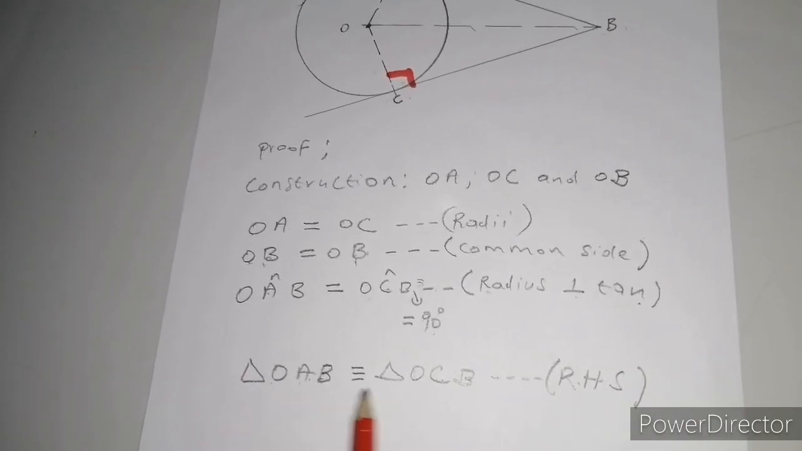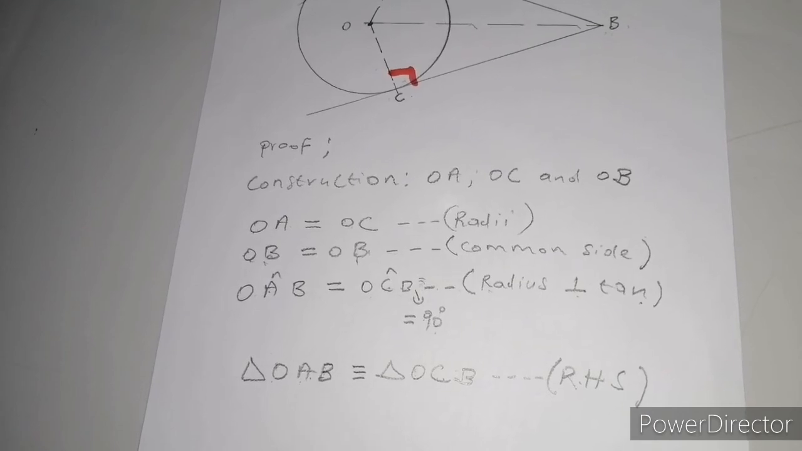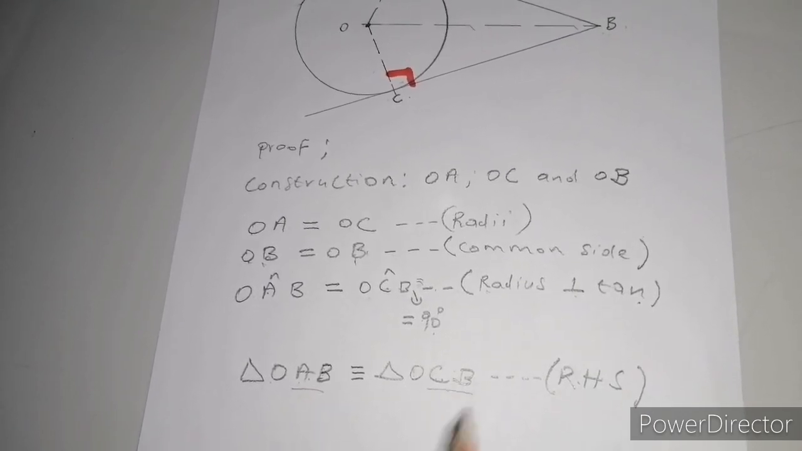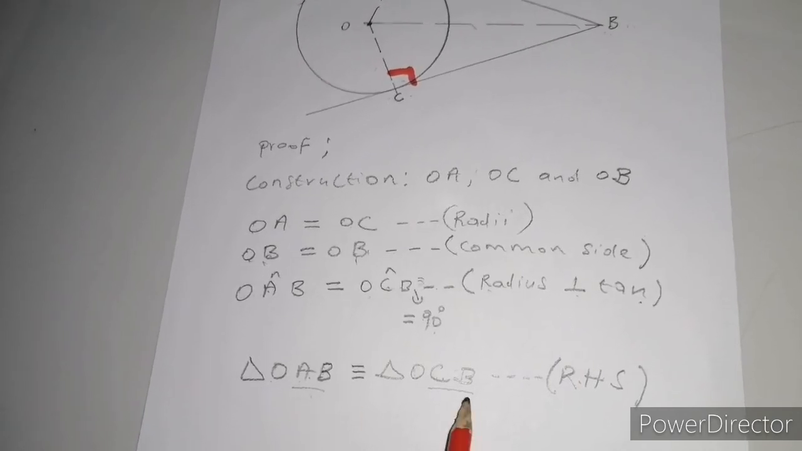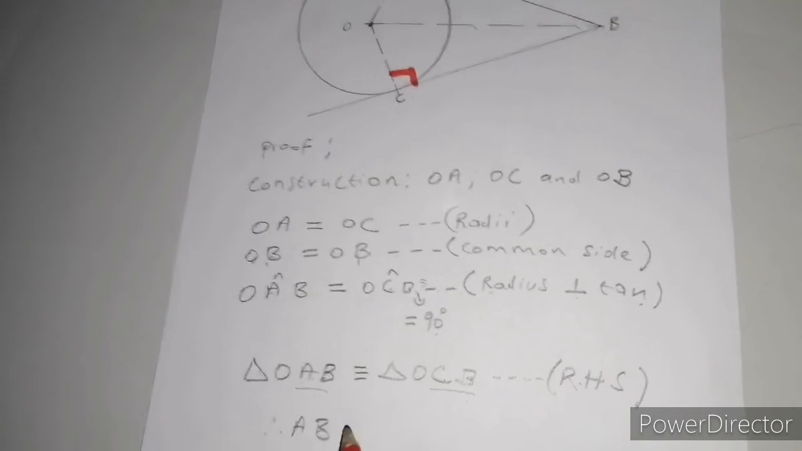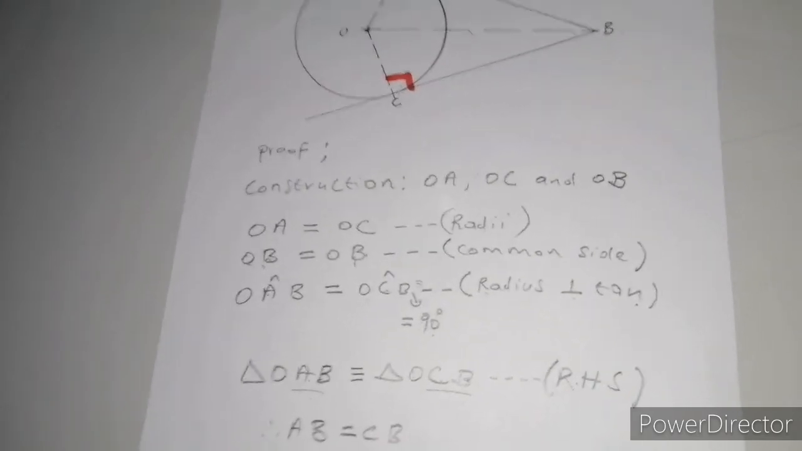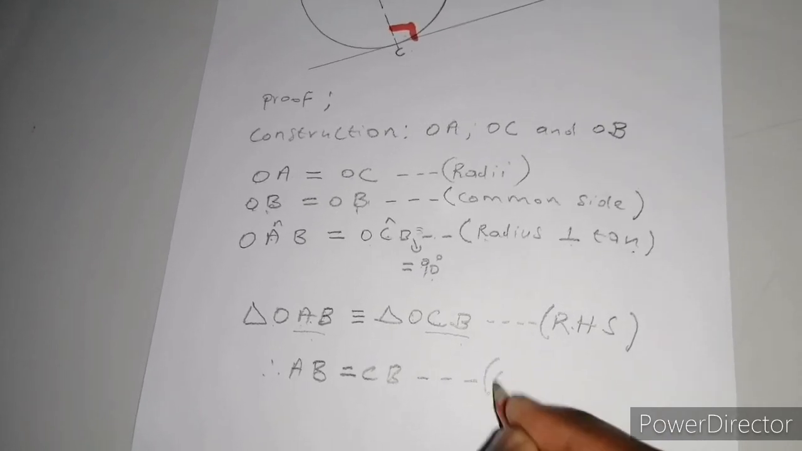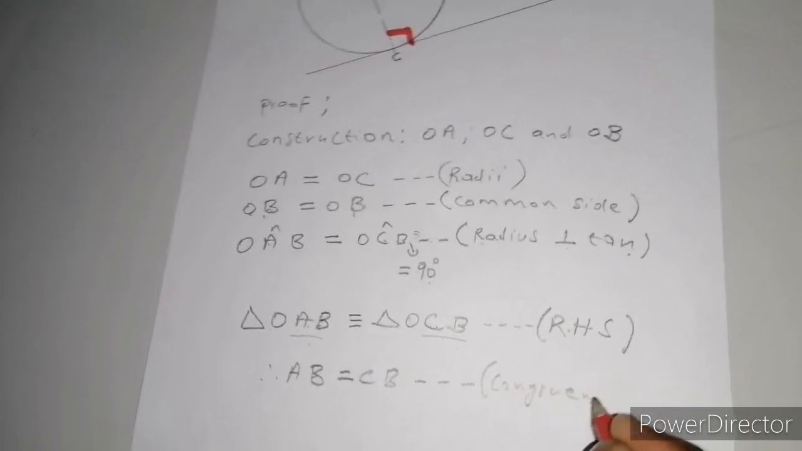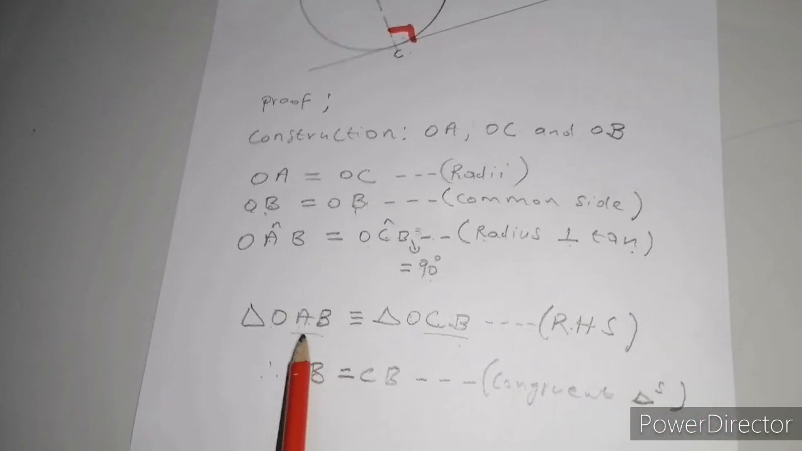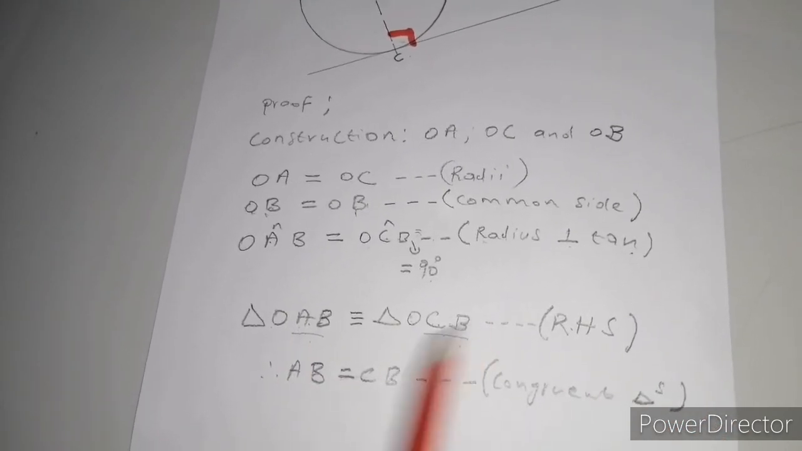If these two triangles are congruent to each other, we can see that AB, have a look at AB and CB, they are corresponding. Now we can conclude, therefore, AB is equal to CB. What is the reason? Congruent triangles. Those two sides are corresponding from congruent triangles.